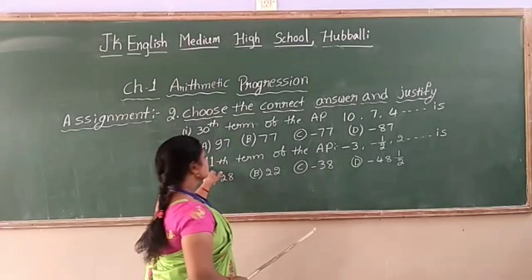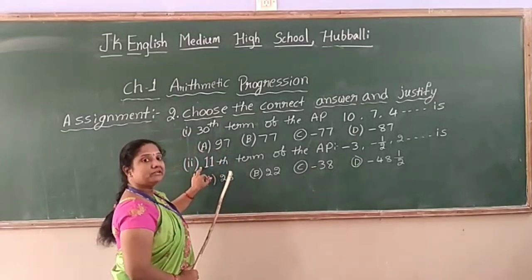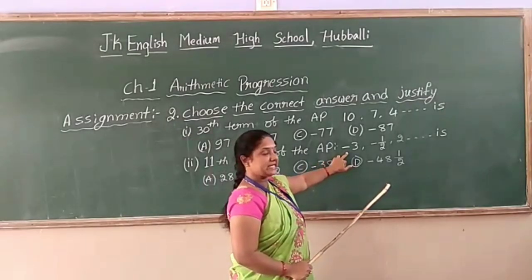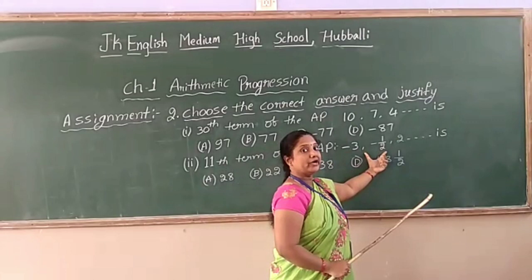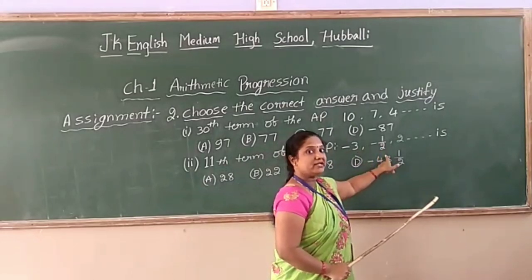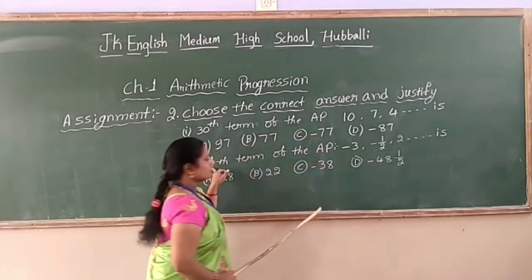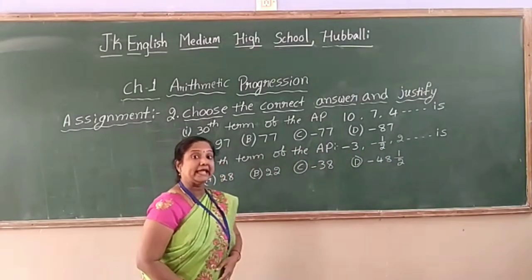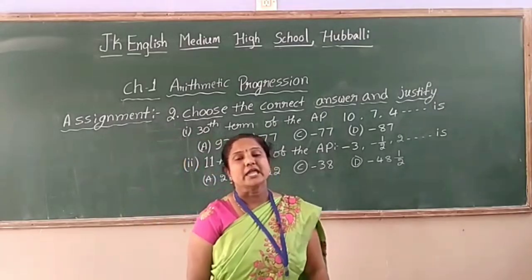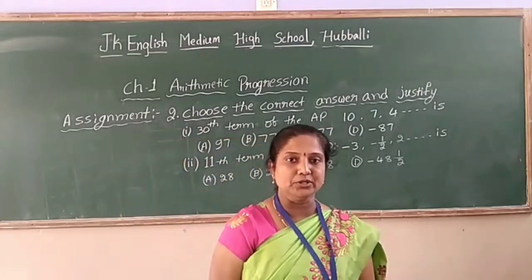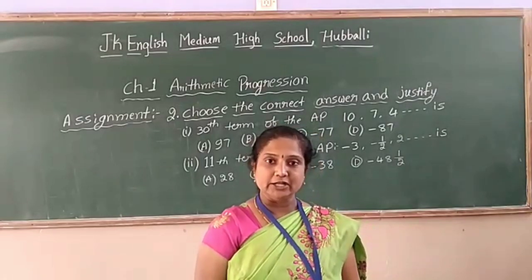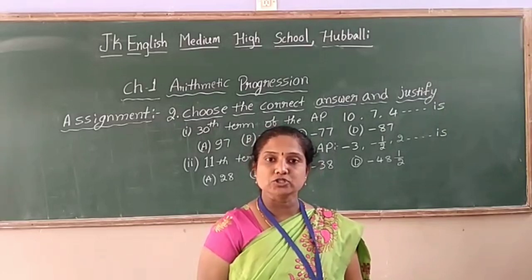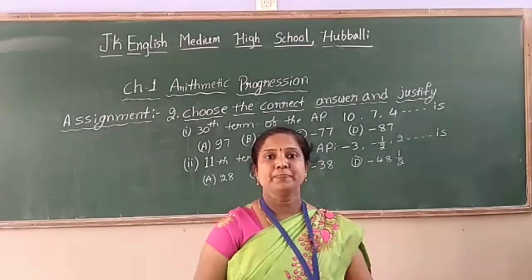In the same way, the second sum you have to solve, but you have to find the 11th term of the AP. Here the AP has a value -3, and the d value you have to find by subtracting the first term from the second term. They told us to find the 11th term, so the n value is 11 here. You have to find a11 by using the formula an is equal to a plus n minus 1 into d. Please children, practice maths daily. Today I gave 3 sums as homework, so you have to solve them and remember all the formulas.